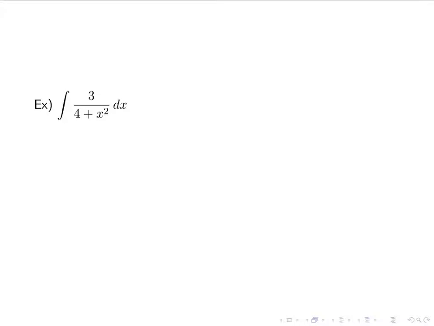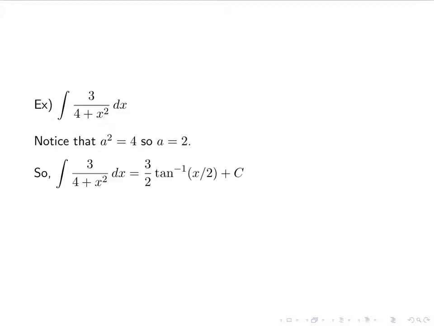So let's try another one. We have the integral of 3 divided by 4 plus x squared dx. So my denominator is a number plus x squared, so I should be thinking inverse tangent. And again, 4 is a squared, so a is 2. So when I integrate it, I still have the 3 from the numerator. And don't forget that with tangent inverse, I'm also taking 1 over a. So the 3 is from this 3, and then dividing by my a. So 3 over 2, tan inverse of x over 2.